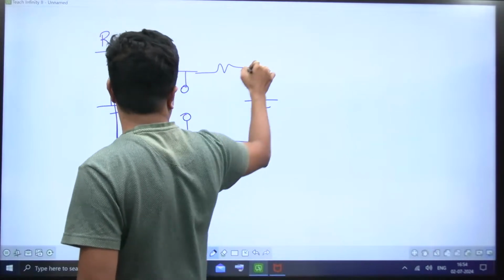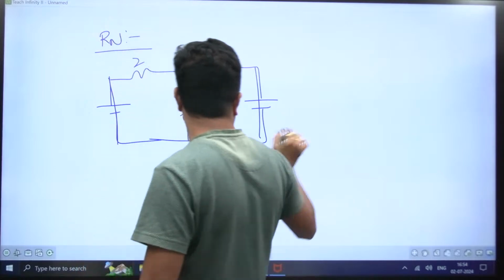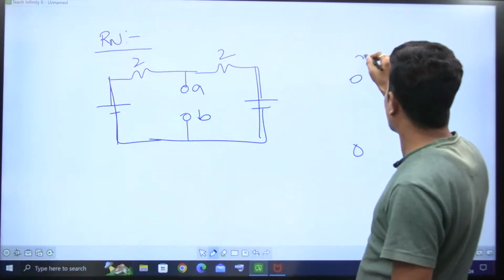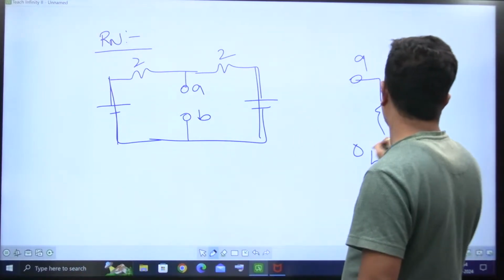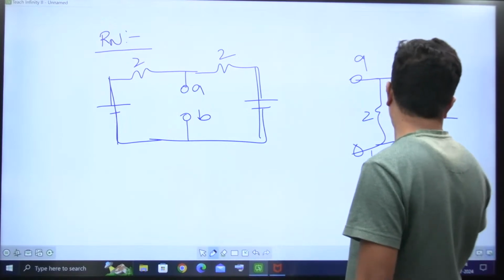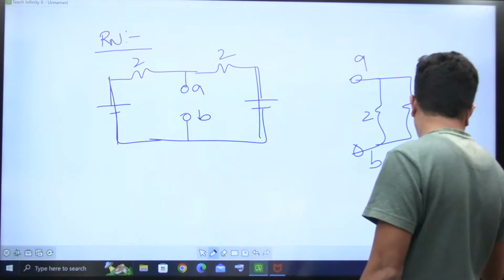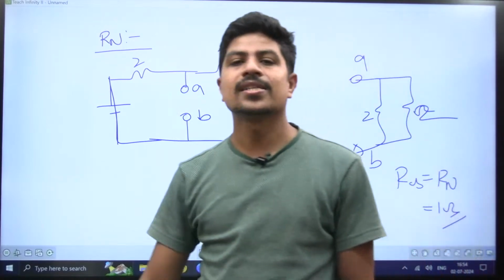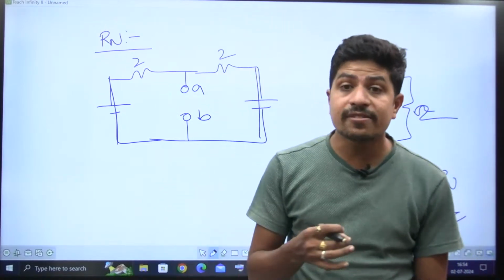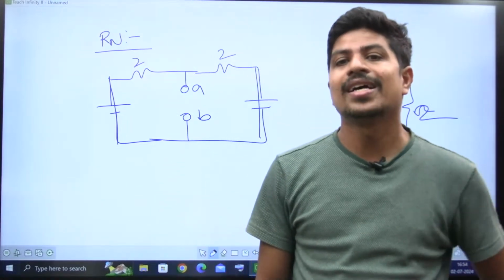Short the voltage source. This is 2 ohms. This is 2 ohms. Take that A and B. If you draw with respect to A and B, this is point A, this is point B. You can get both the resistances in parallel, 2 in parallel with 2. So RAB, that is equal to R Norton's, is equal to 1 ohm simply. This way we have to find Norton's equivalent resistance or Thevenin's equivalent resistance, right?